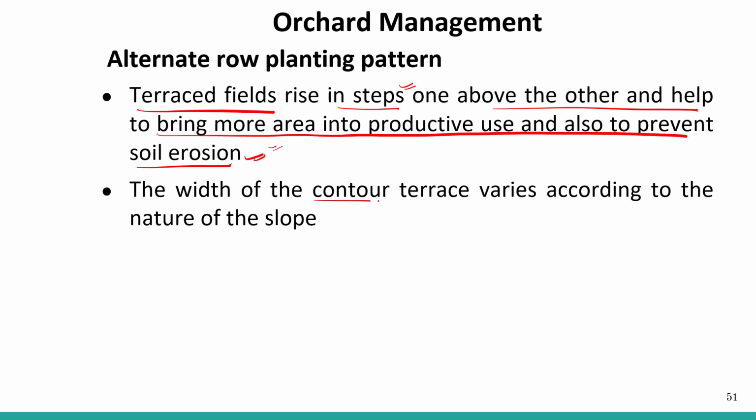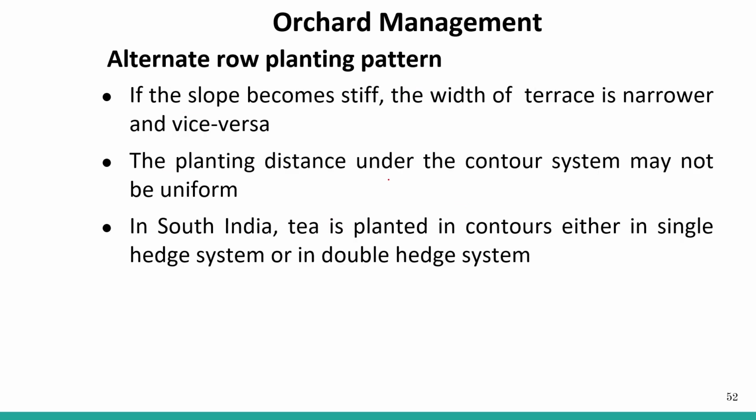The width of the contour terrace varies according to the nature of the slope. So it depends upon the slope. We are having contour terrace farming. If the slope becomes steep, the width of the terrace is narrower, and vice versa. And the planting distance under the contour system may not be uniform.